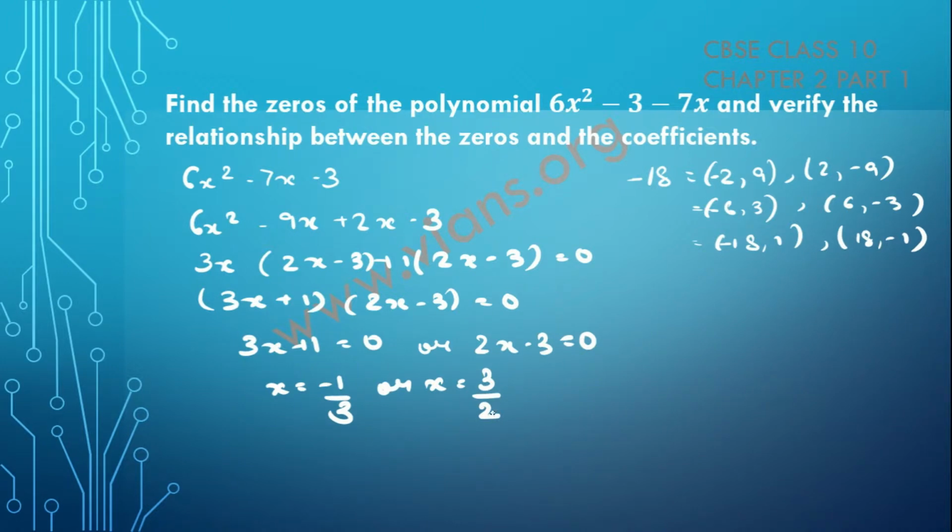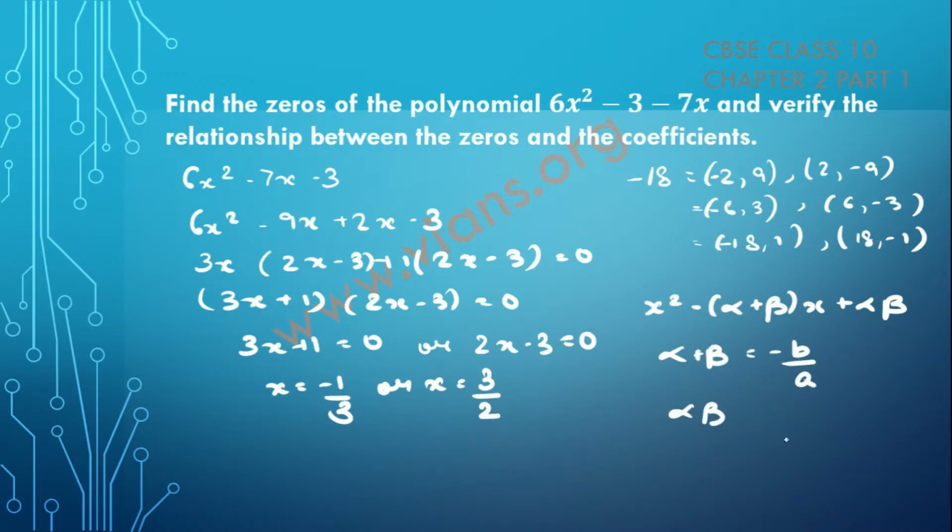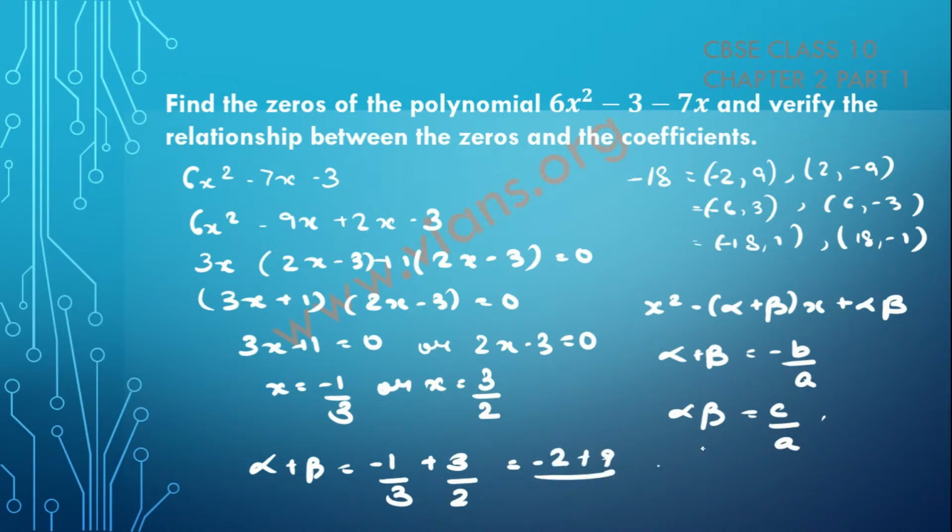Now the relationship between zeros and the coefficient: this particular equation can also be expressed by the formula x square minus alpha plus beta x plus alpha beta, in which case alpha plus beta is equal to minus b by a and alpha beta is equal to c by a. Now let's try alpha plus beta. Alpha plus beta is equal to minus 1 by 3 plus 3 by 2, which is nothing but minus 2 plus 9 by 6, that's going to be nothing but 7 by 6.